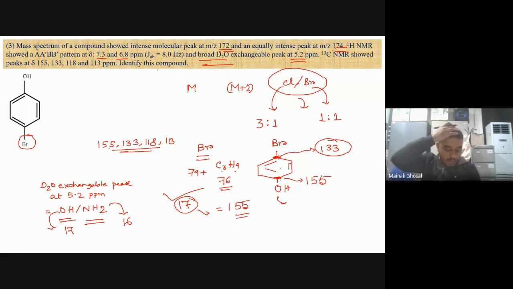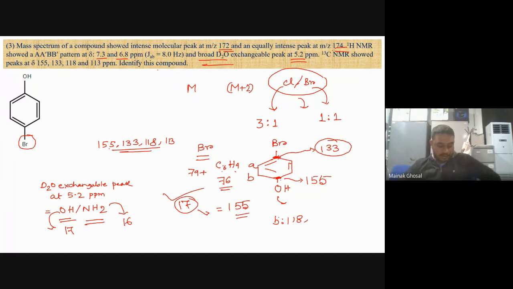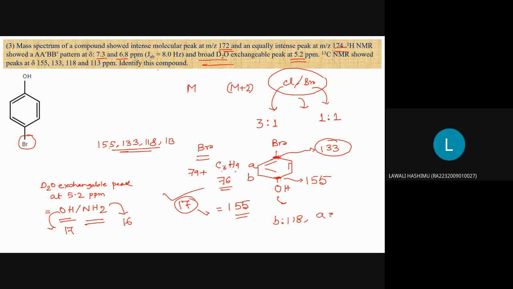Now we need to find out which one will be 118 and which one will be 113. Suppose the 118 carbon is attached to CO, so I name it A and B. B will be 118, and the other will be 113, right?